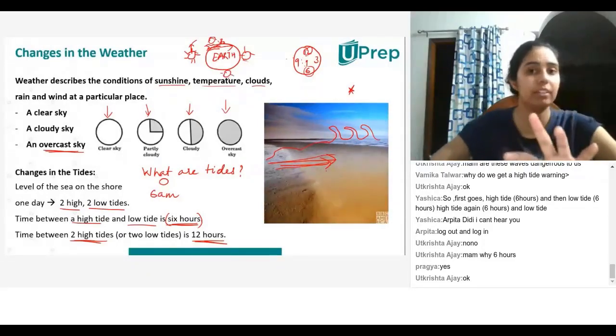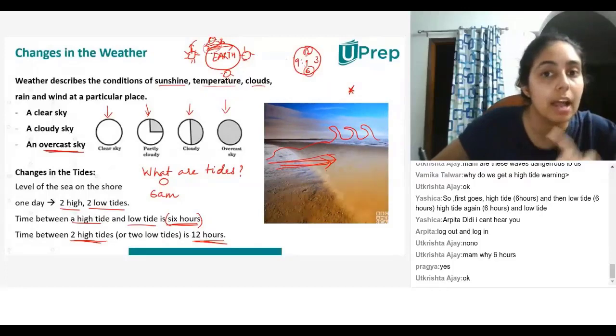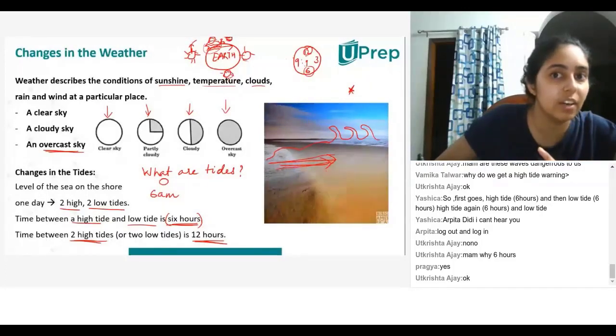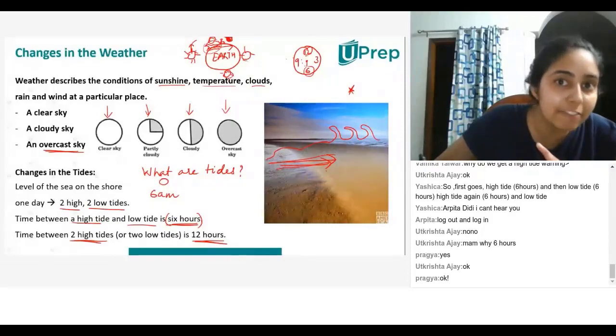Over here at this point, the sun has no effect on this water. However, when the sun is over here, the moon is over here. So now the moon has an effect on this water.